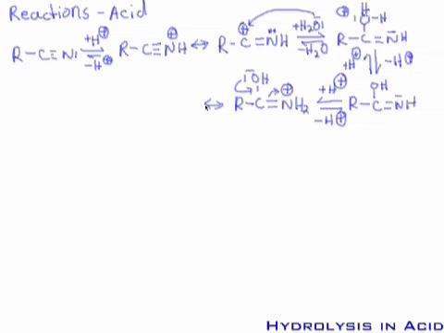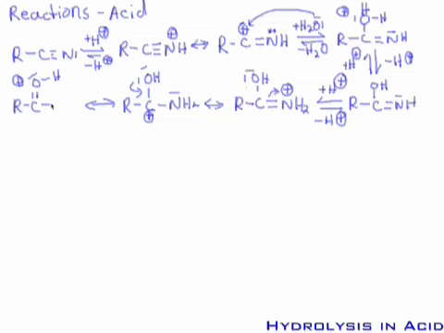I guess I could actually draw 3 resonance contributors. So before we bring that lone pair in, let's draw this one. RC(OH), NH2 with a lone pair, and a plus on carbon. If I dump the lone pair in, I now get R C double bond O H, one lone pair, plus on oxygen, NH2.